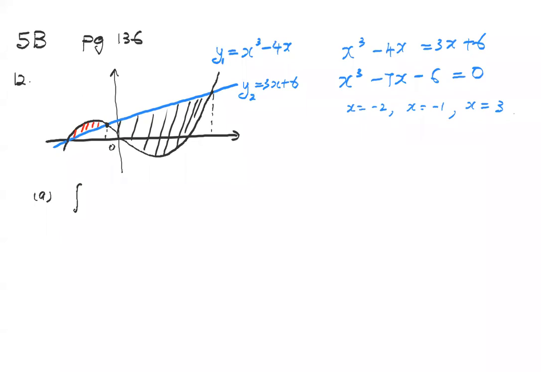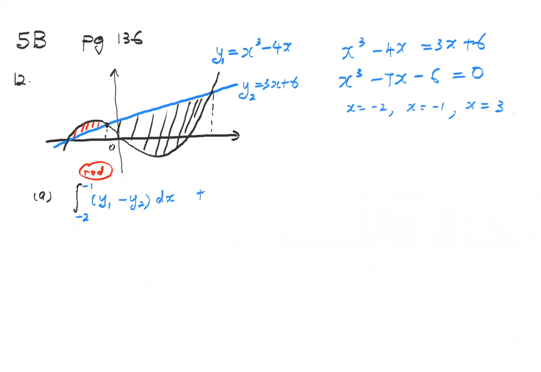So for the red region, y1 is above. So you will take from -2 to -1, you take y1 minus y2 dx. So you see, during the exam, it's very comfortable in the sense that if you denote which is your y1, which is your y2, you don't have to write a lot. You save a lot of time on writing.